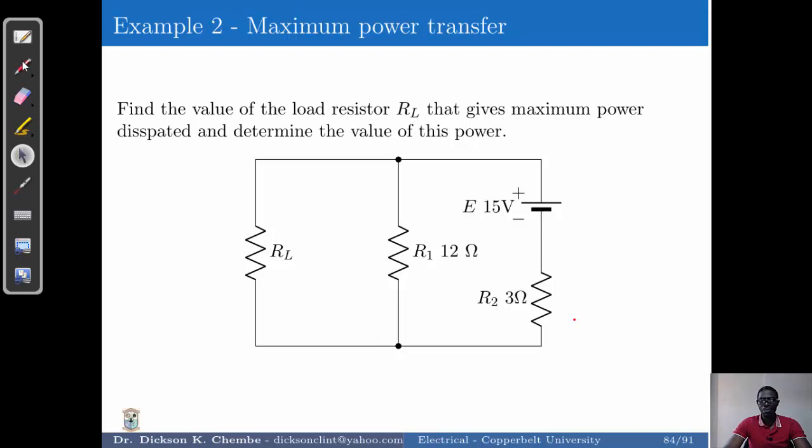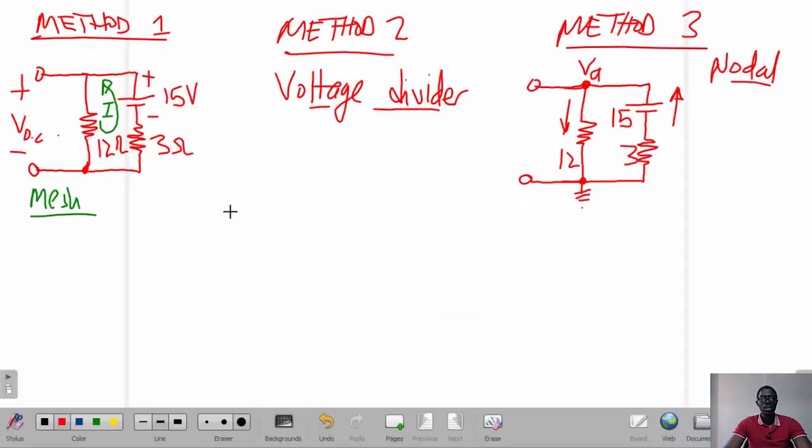We have 3 scenarios that we can look at. So we could use mesh, we could use nodal, we could use voltage divider rule. So let's look at these three methods and see how we solve the solution. These are the three methods that we could use. So one of them is mesh, and if we create a mesh circuit, so we have a mesh here.